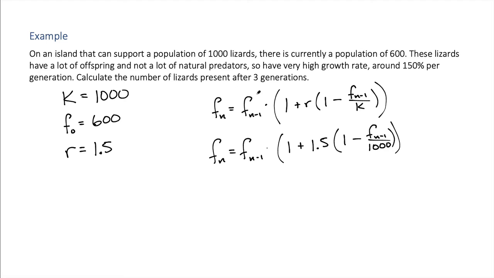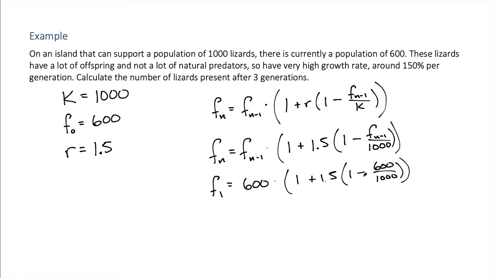Okay, I want to know after 3 generations, so I'm looking for F3 here. To find F1, I'm going to be plugging my initial amount in. 600 times 1 plus 1.5 times 1 minus 600 over 1,000.